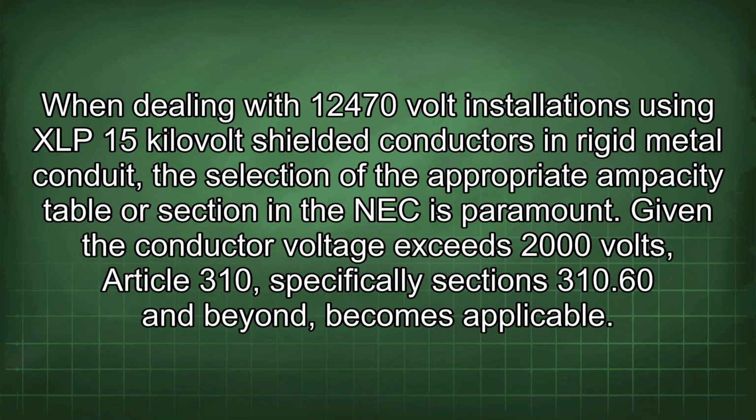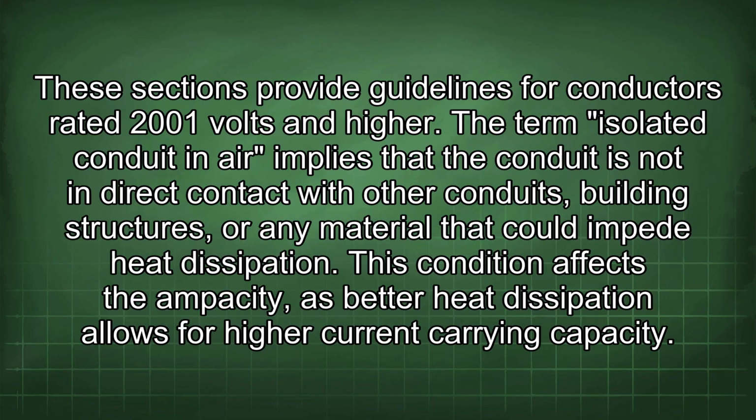When dealing with 12,470 volt installations using XLP 15 kV shielded conductors and rigid metal conduit, the selection of the appropriate ampacity table or section in the NEC is paramount. Given the conductor voltage exceeds 2000 volts, Article 310, specifically sections 310.60 and beyond, becomes applicable. These sections provide guidelines for conductors rated 2001 volts and higher.